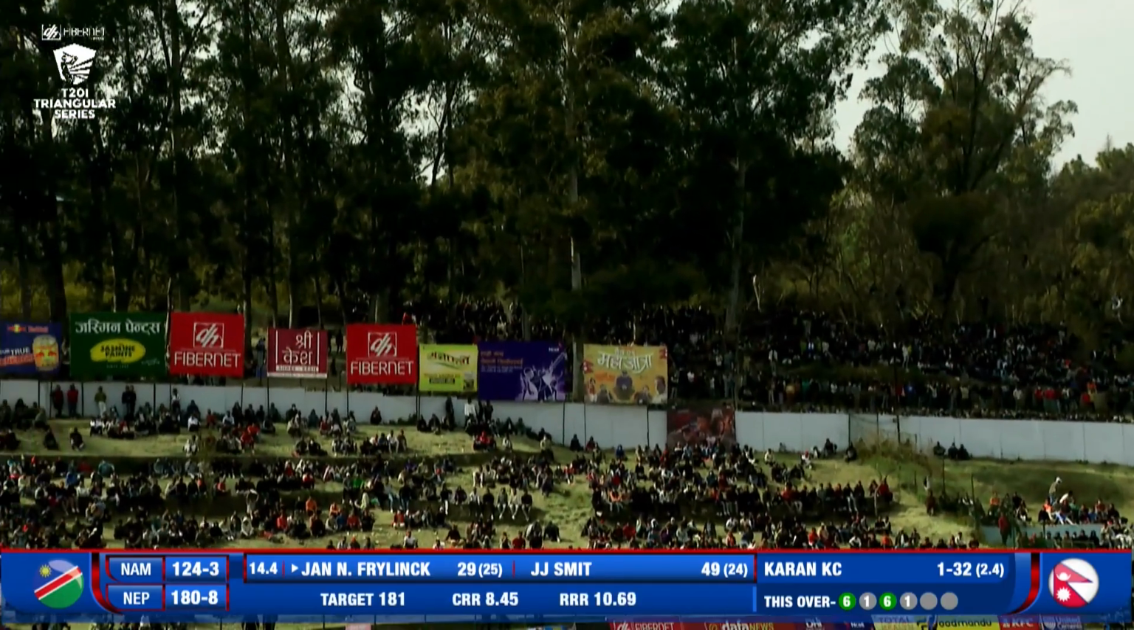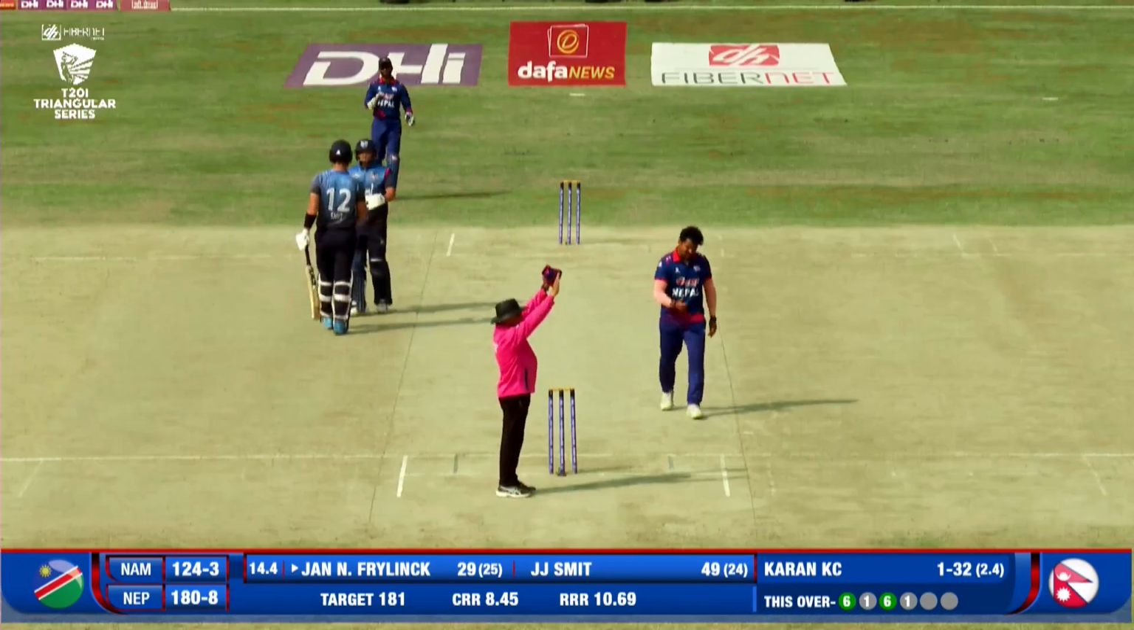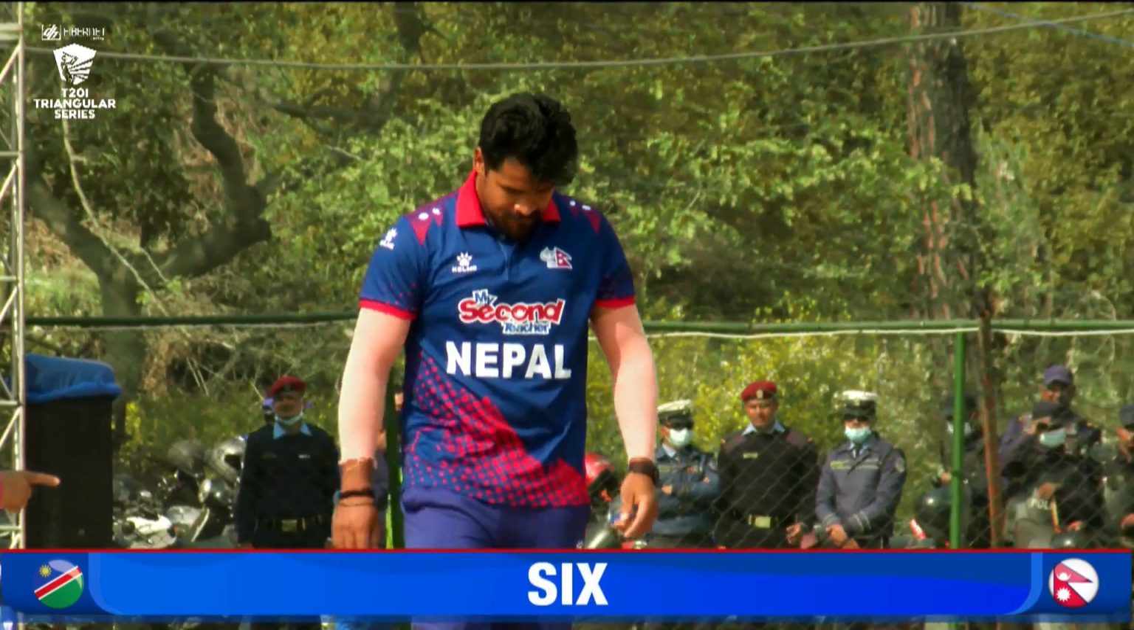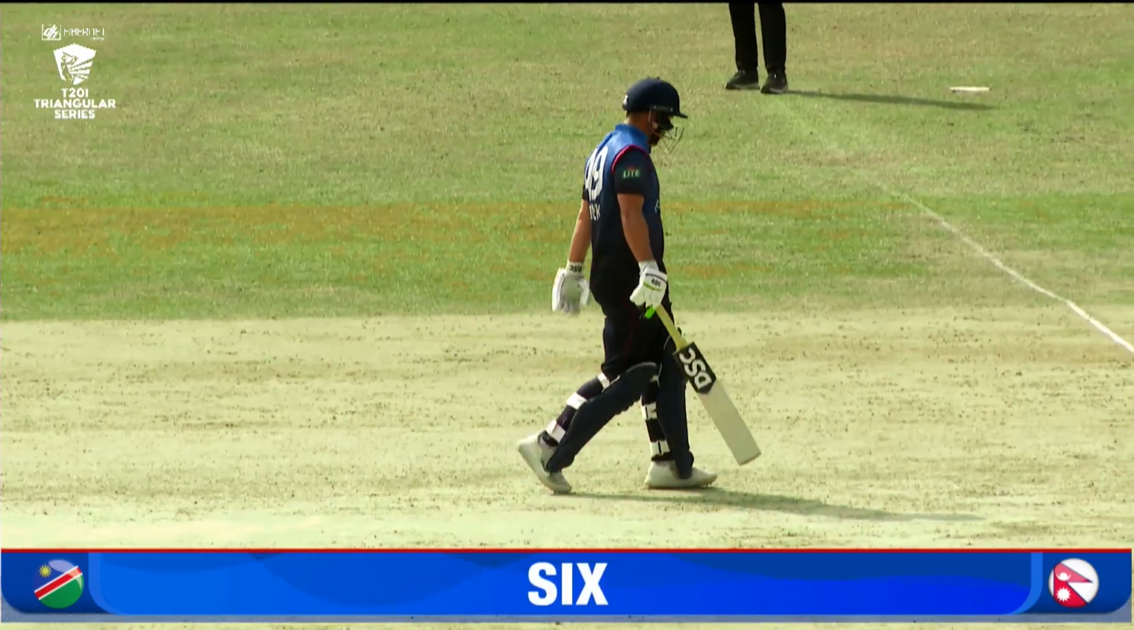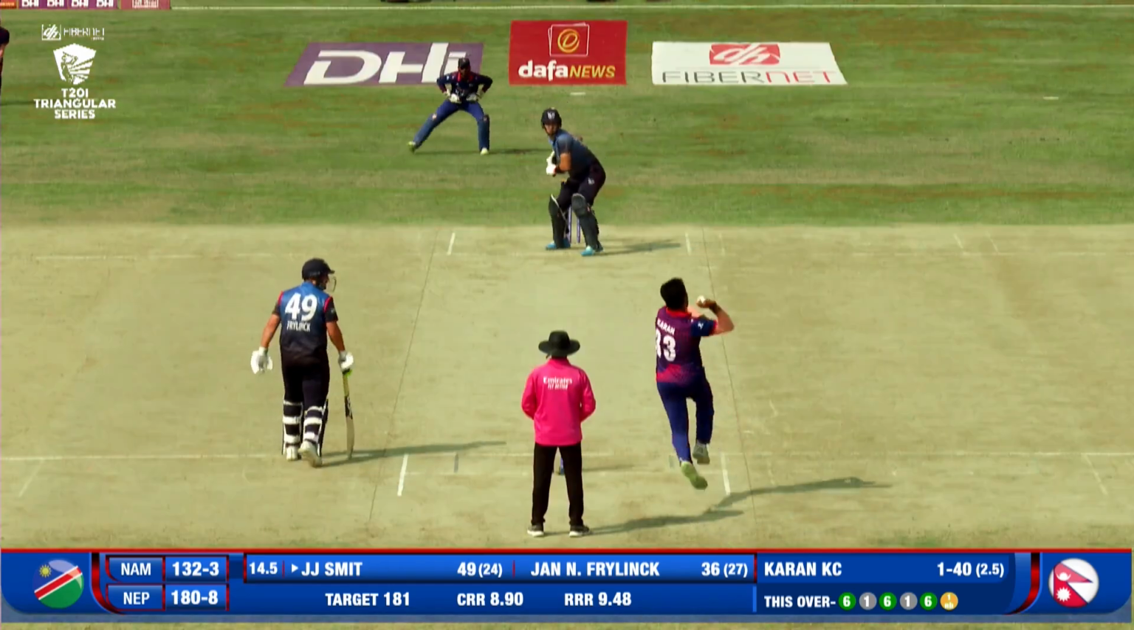Oh, the sound is again cracking. Flatter this time. The result the same. Third six of this over of Karan Kesey, and he's struggling big time. It's a free hit, and JJ Smith batting at 49 of 24.